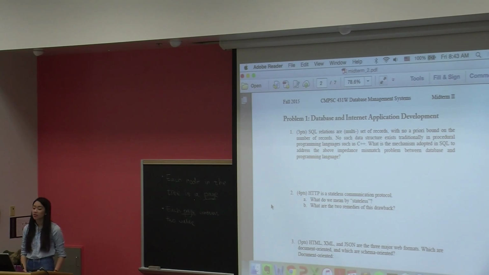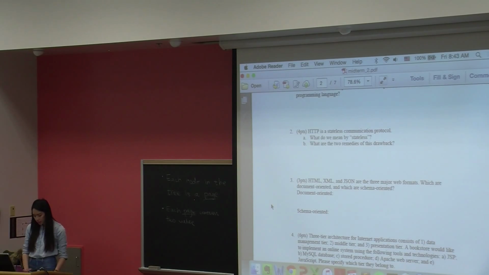That's for taking care of the mismatch, if you remember. The second one asks about HTTP. I want you to briefly tell me what stateless means. I think everyone gets it right. Some people put it super simple, but I still give you credit. You just say it doesn't remember anything, and okay, you get the point.